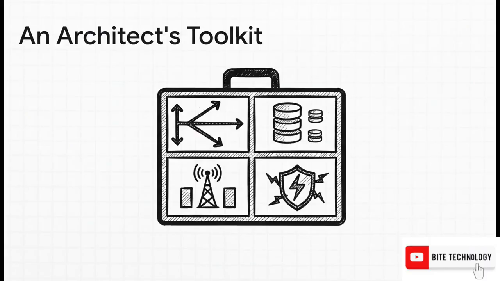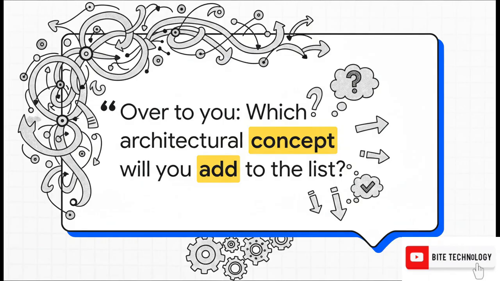So, there you have it. We've built up an architect's toolkit. We've got load balancers and CDNs to handle the crowds. We're using sharding to organize huge amounts of data. We have message queues and pub-sub for clean communication. And we've built a safety net with rate limiters and circuit breakers. But honestly, this is just scratching the surface. The world of system architecture is huge, and it's changing all the time. And that brings us to the final question from our source material. What's missing? Which crucial concept do you think belongs on this list? What would you add next?